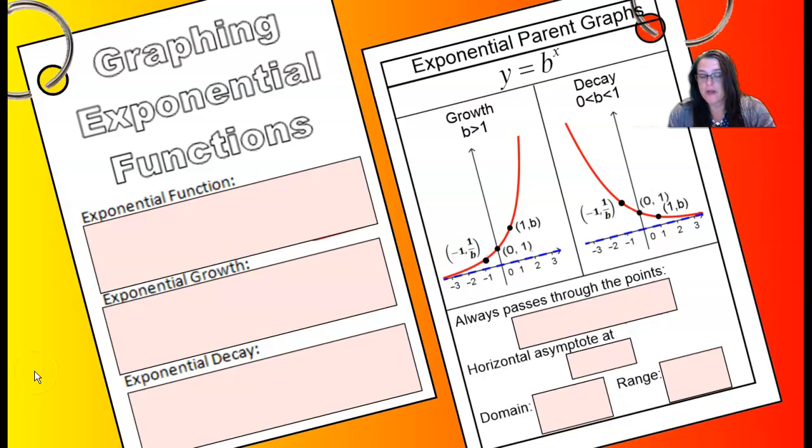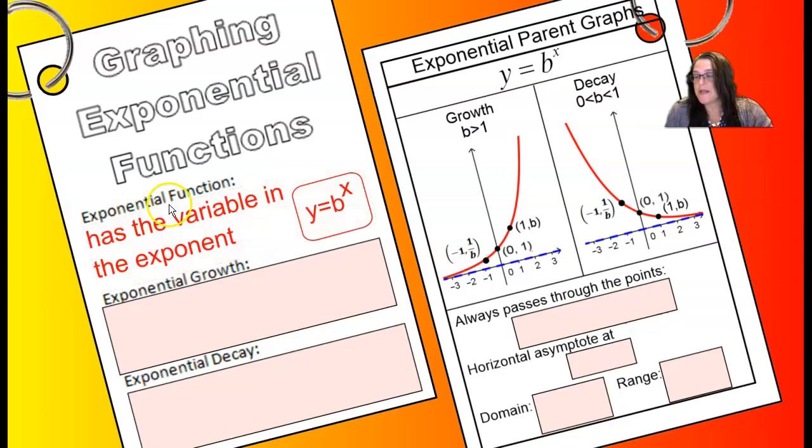Before you take these notes, make sure that you completed the math lab on Schoology for discovering the parent graphs of exponential functions and their transformations. So the front and back cover of the notes booklet for this lesson is to summarize what we learned in that math lab on Schoology. So we'll begin with the definition of an exponential function.